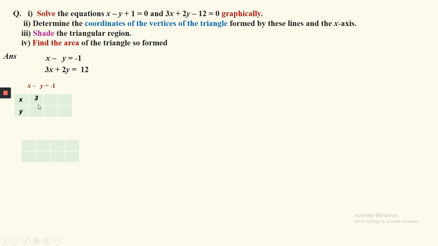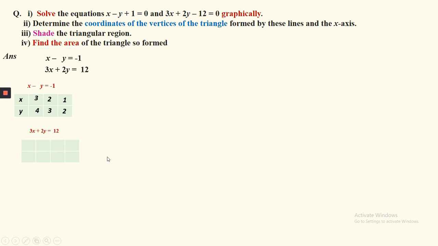I am assigning one value for x, 3. Now you will find a value for y so that 3 minus that number is equal to minus 1. So that has to be 4. Like that, you will find the second pair of solution, third solution. So we have 3 solutions ready for the first graph.